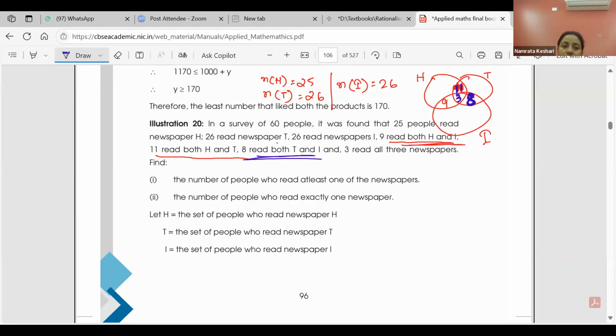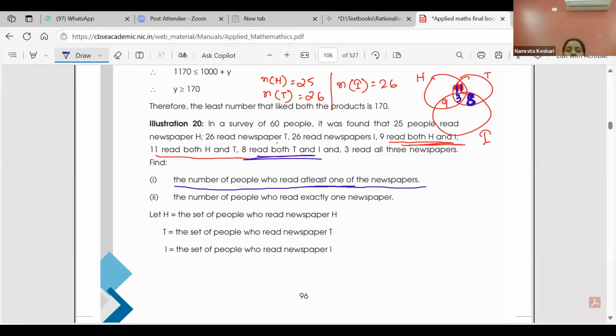Now here you have to see the number of people who read at least one of the newspapers. At least one means minimum one. Okay, minimum one. It can be two, it can be three, everything. If you will be able to fill this Venn diagram properly, like by using the formula.